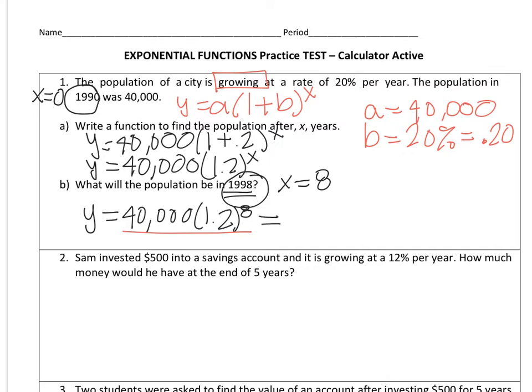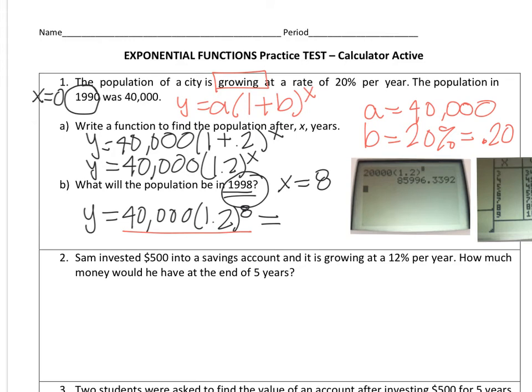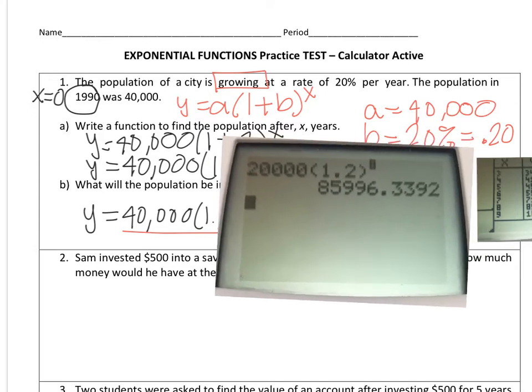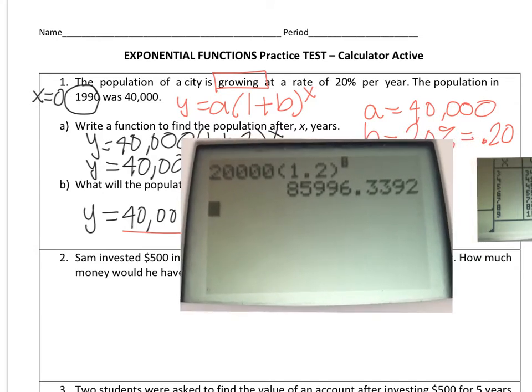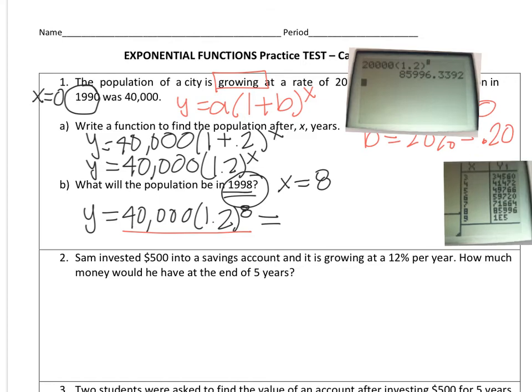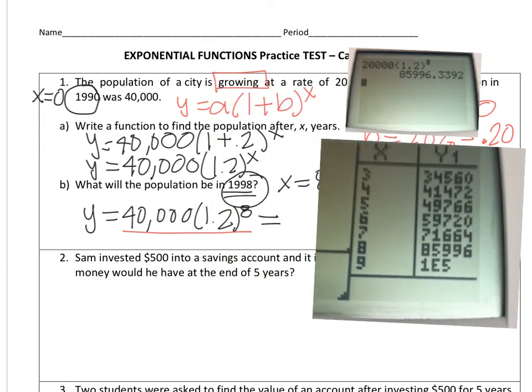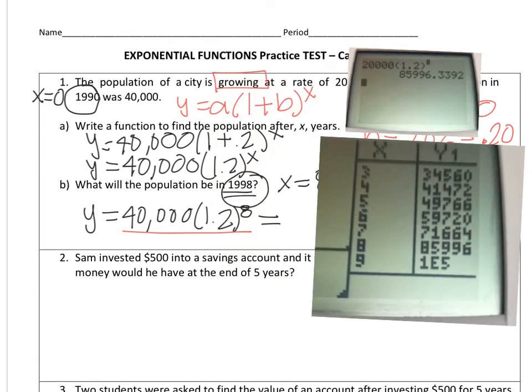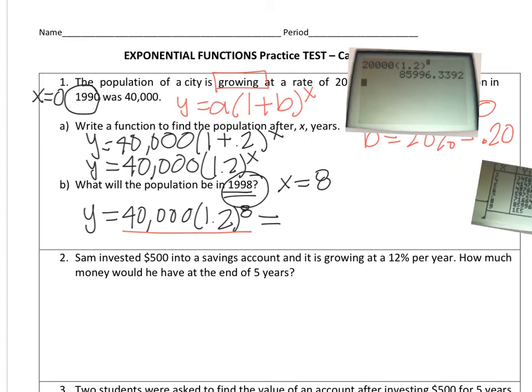Let's see what you would get. So depending on how you input this into the calculator, you either got this answer, 85,996.3392 people, because it's population, or you input the function into the table and you saw this value, in which case you'd say 85,996 people. Now they didn't put the decimals in here because it doesn't have enough space. So the question is, what do you put down? How do you get the right answer?